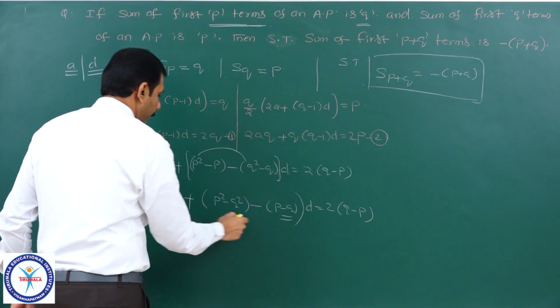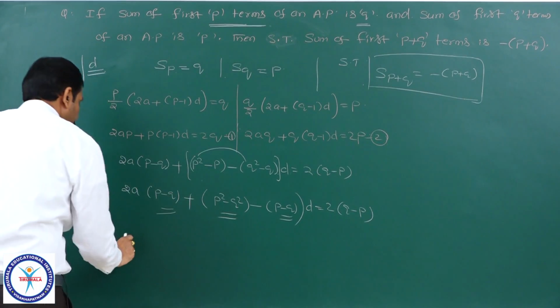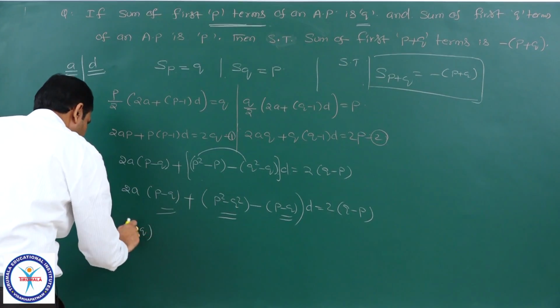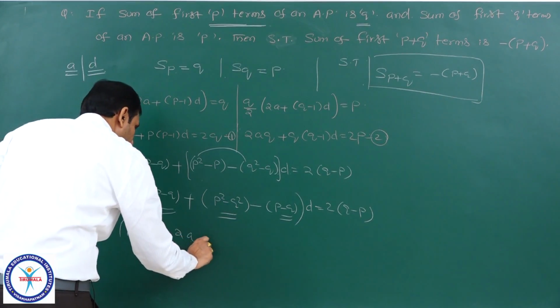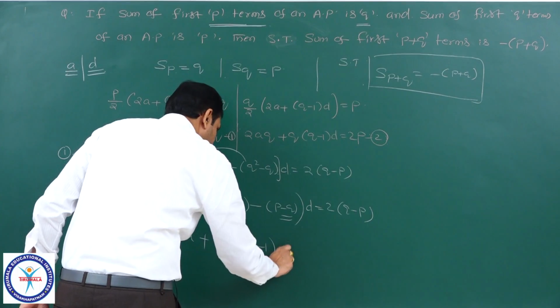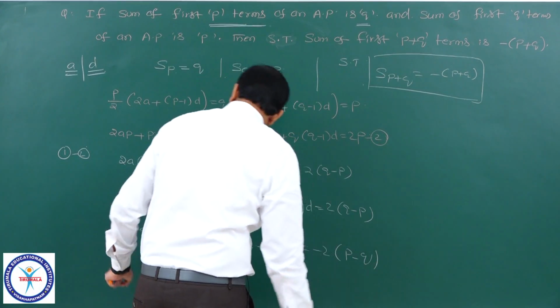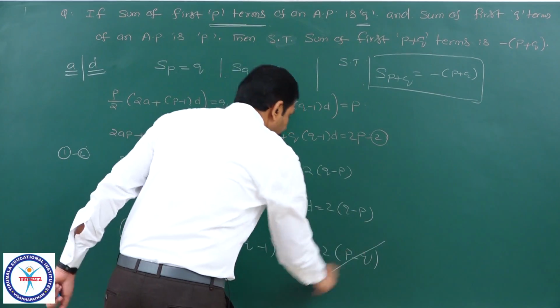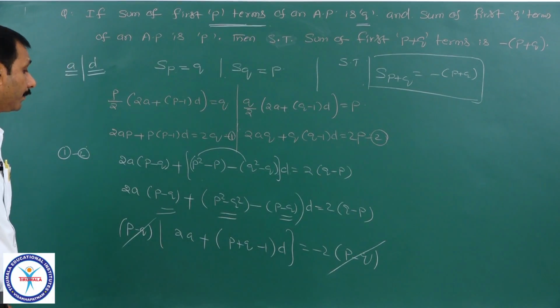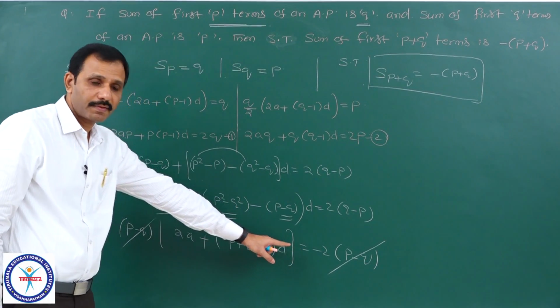I can take p minus q common here. If I take that p minus q outside, it is 2a plus (p plus q minus 1) into d, equal to minus 2 times p minus q, because here I wrote p minus q and p minus q will get cancelled. That is 2a plus (p plus q minus 1) into d equal to minus 2.